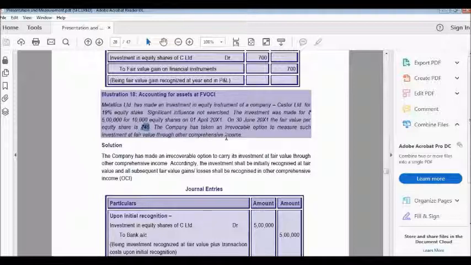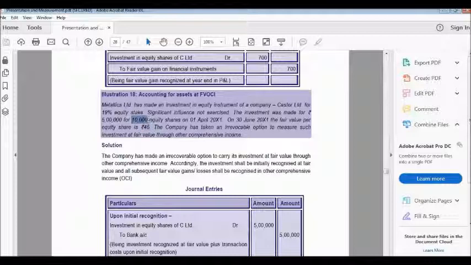So as you can see, the company has acquired a 19% equity stake and the significant influence is not exercised. So what is the relevance of it? Because if you have significant influence, then you have to account for your investment in equity as per the consolidated financial statements. So in our example, the significant influence is not exercised and you acquired it for 5 lakh and 10,000 equity shares. So it means that the price of one equity share is 50 rupees, you can say, and now the fair value has changed to 45 rupees.